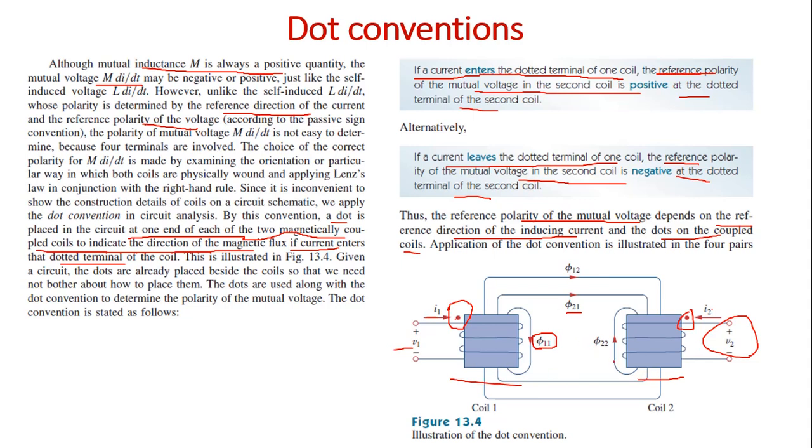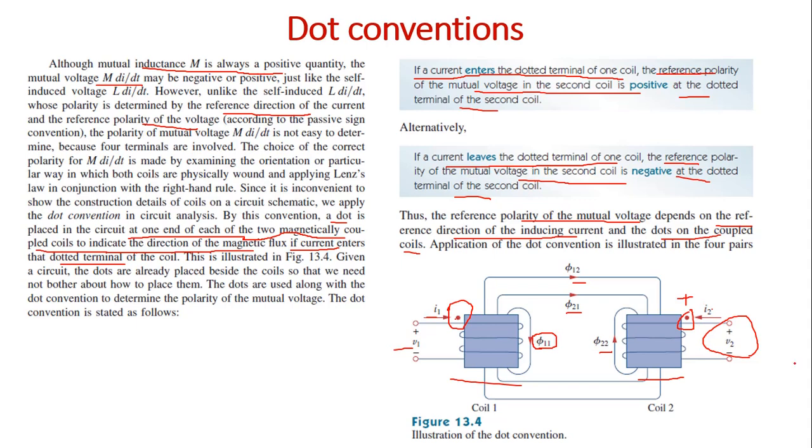Next, in coil 2 we have two fluxes: one is flux due to self-inductance and the other due to mutual inductance. Now here the dot is placed, so current enters this terminal. So in the second coil, wherever the dotted terminal is present, this will be acting as positive. Okay.